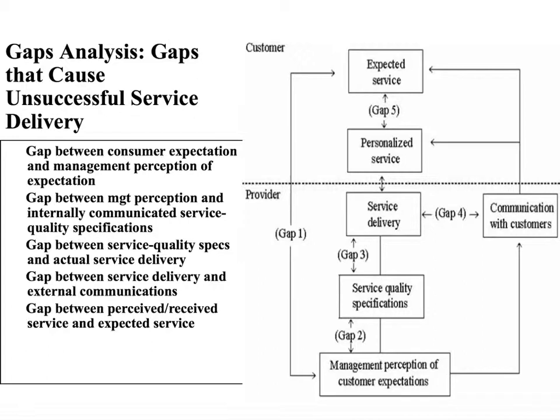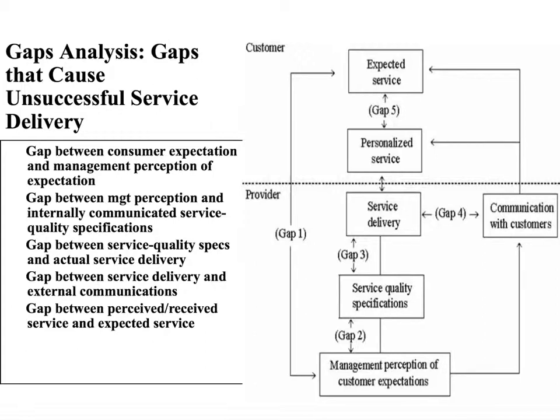Now, above that dotted line, you see that there's a gap, gap number 5, actually moving from the top back toward the middle. What customers expect to receive and what they actually receive. What they actually receive can be called personalized service. So there it is in visual form, and then on the left side of the screen you can see them listed, all 5 of these service gaps.